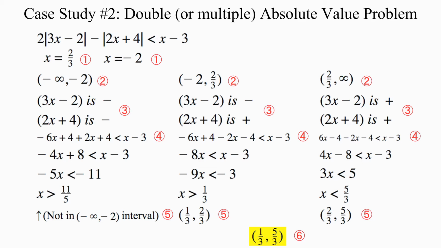So in step 6, we combine them basically with our common 2/3, and we get 1/3 to 5/3 as our final answer.